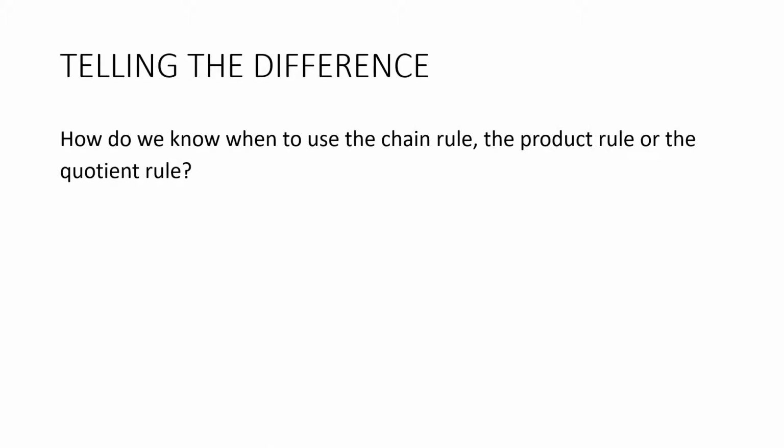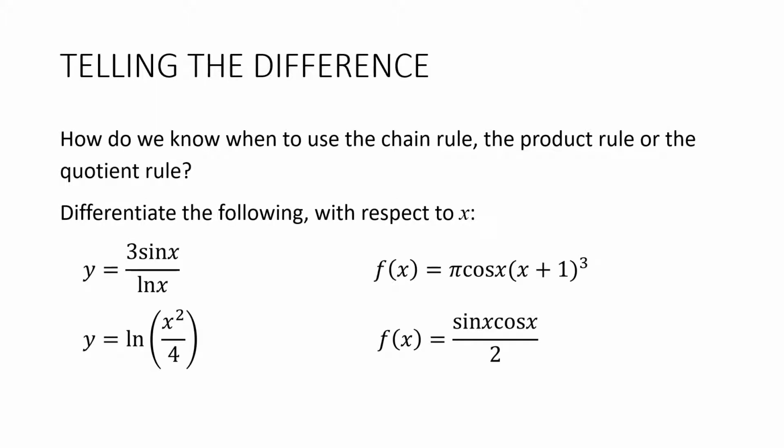How do we know when to use the chain rule, the product rule, or the quotient rule? You've got to start to recognize these things. Let's have a look at them. Here we've got a quotient. Okay, I've got a thing divided by a thing. This one's not a quotient rule. Okay, it's a function in another function. It's a chain rule. Over here, I've got a product.